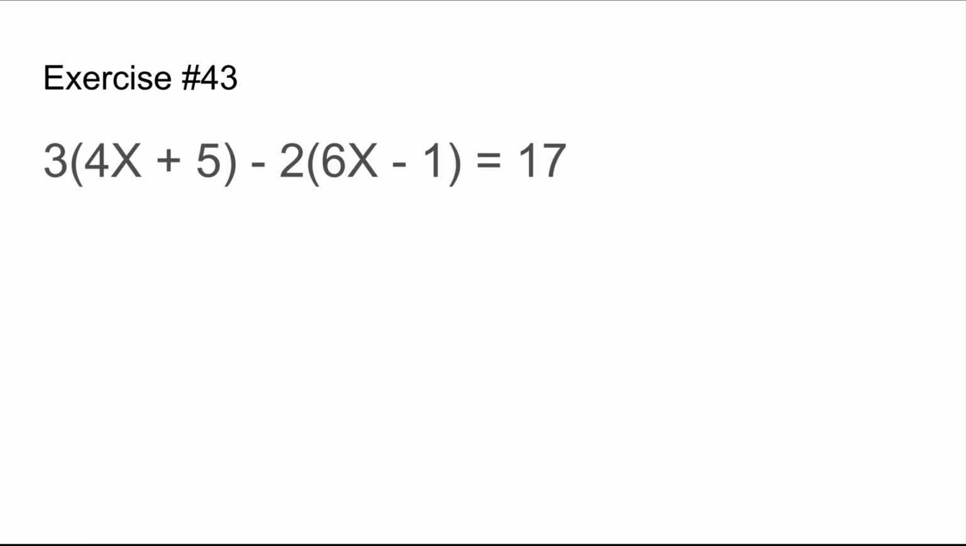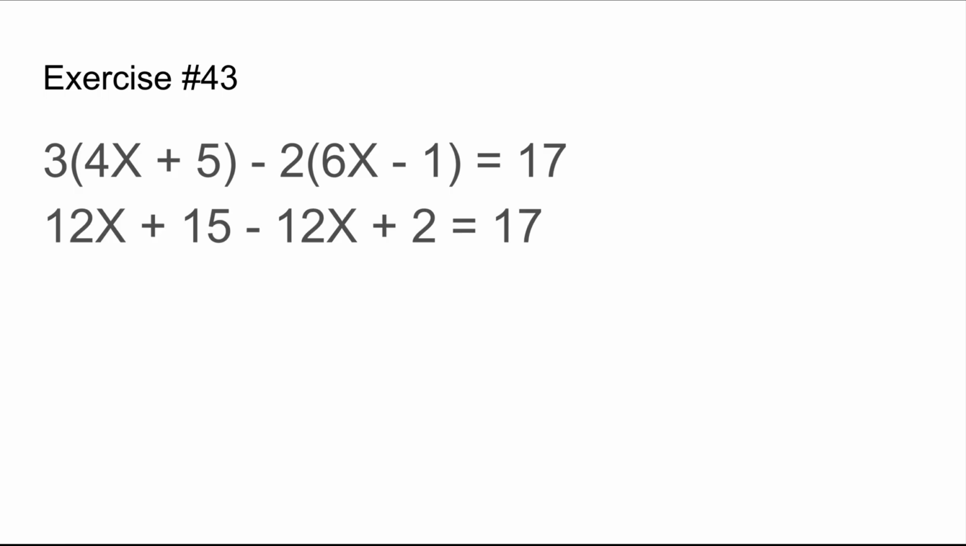43. We have 2 distributing. Then we'll combine our like terms. Then we'll solve for x. 3 times 4x, 12x. 3 times 5, 15. Negative 2. Don't forget the negative. Negative 2 times 6, negative 12. Negative 2 times negative 1, positive 2.